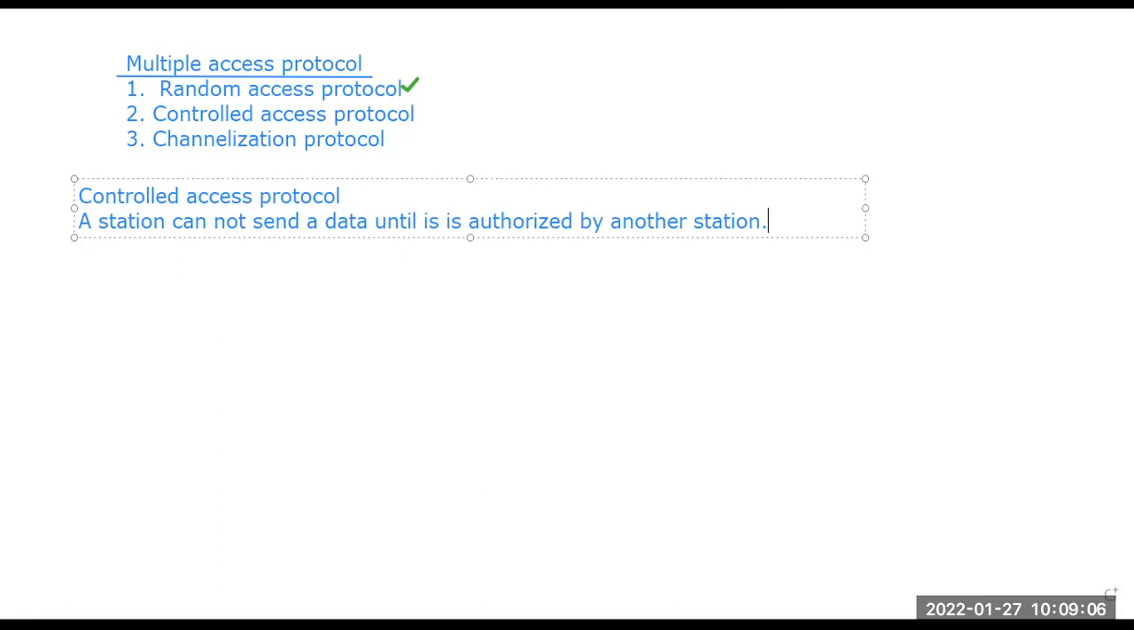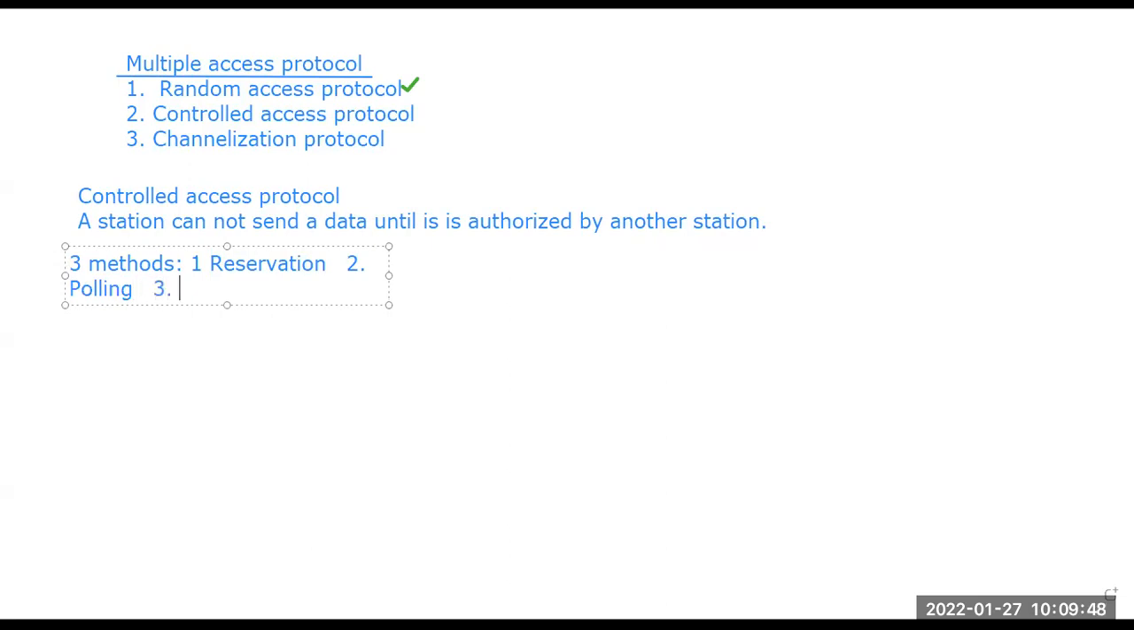So what are the procedures? How can we control this? What methods are present here? In the controlled access protocol, there are three popular methods: first, reservation; second, polling; and third, token passing. So these are the three methods present in controlled access protocol: reservation, polling, and token passing. Let us discuss each method one by one.